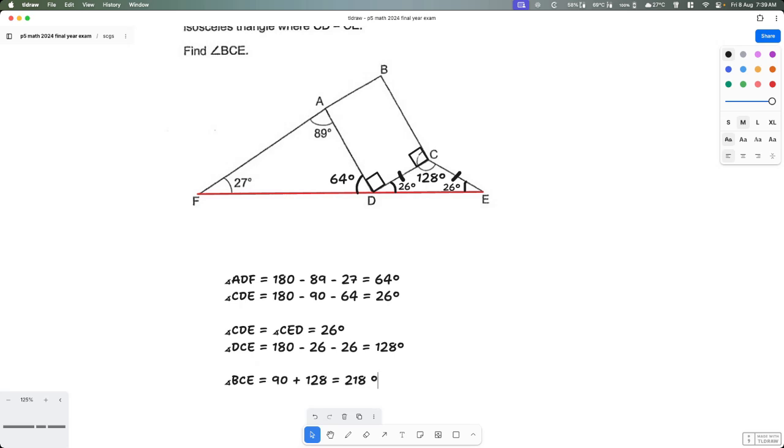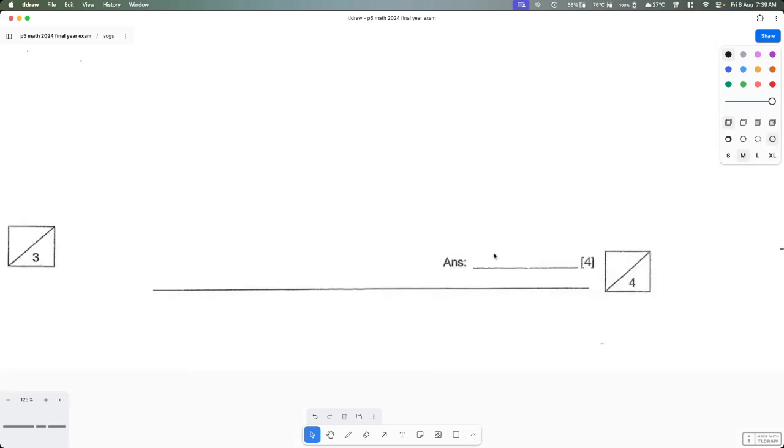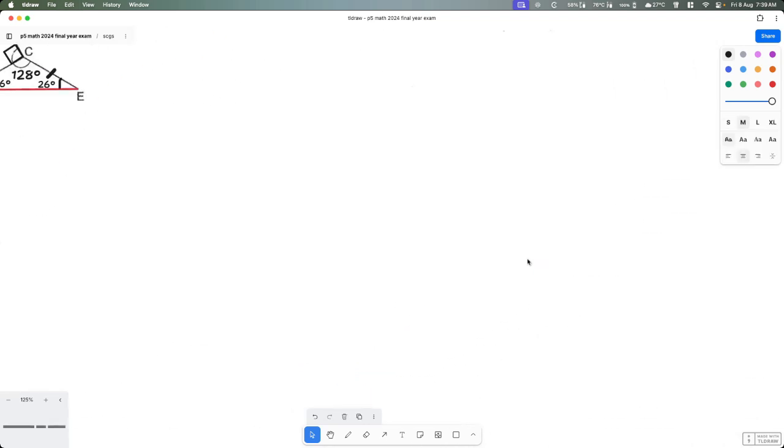That's it. So that's the answer. The answer is 218 degrees. All right. So no equal sign, just have the 218 degrees over here. Okay, let's move on to the next question.